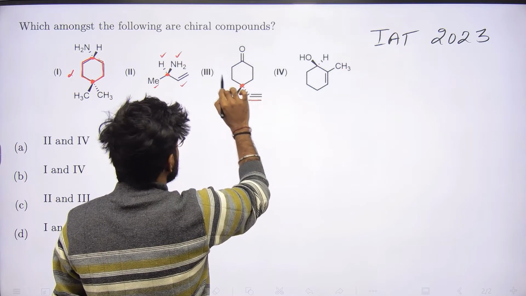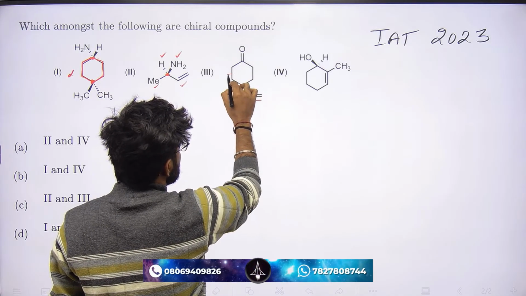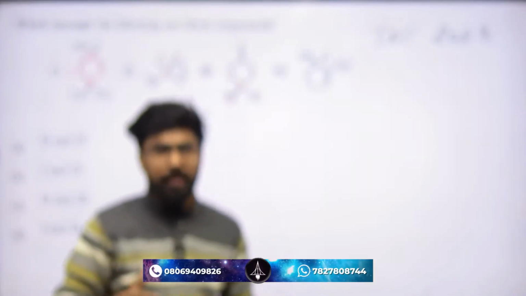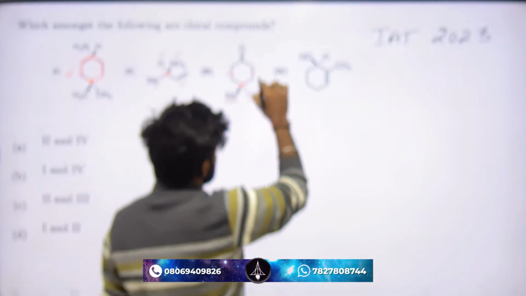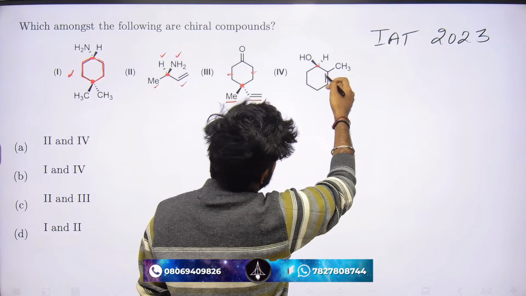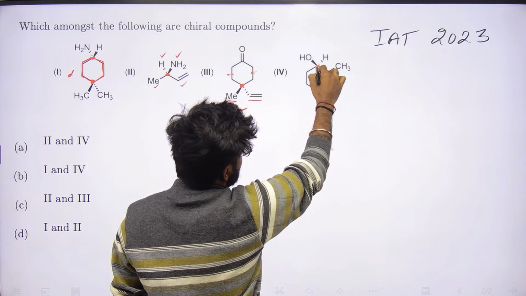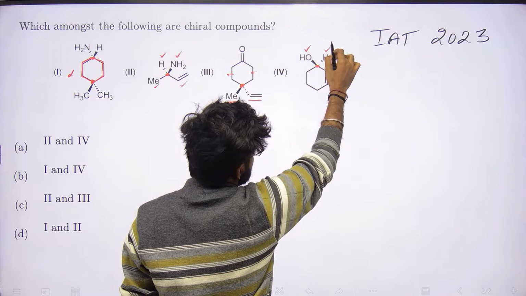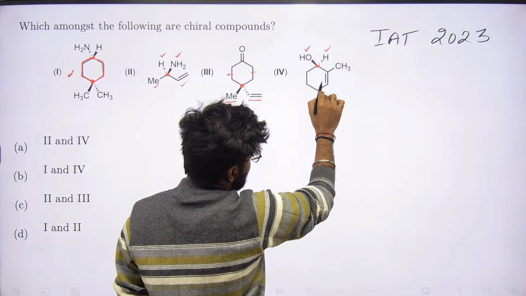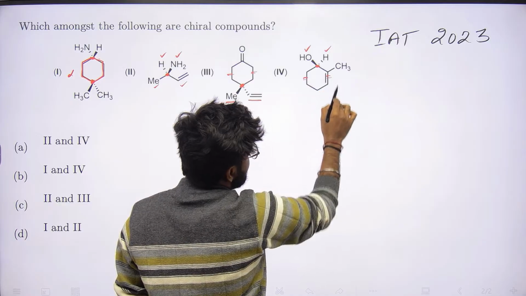But similar to this one, these two parts of the ring, the left and the right, are also indistinguishable on the basis of CIP, right? So basically this is also not chiral. And if we look at the last one, the fourth one, at this carbon we have a hydroxyl group, a hydrogen, right? And again this ring, but here the left and the right are completely differentiable.